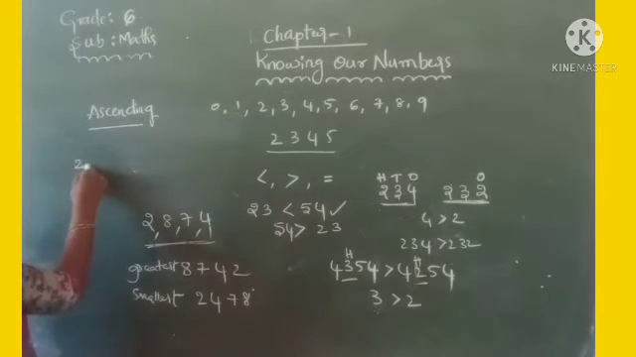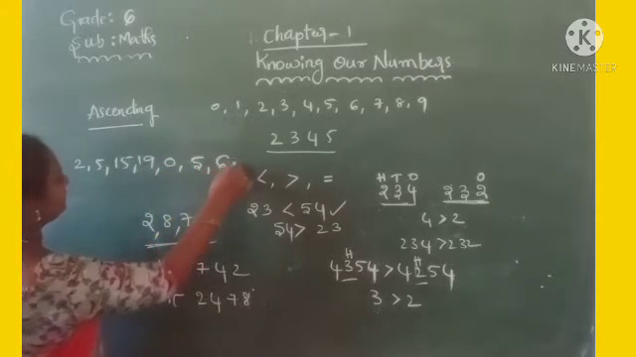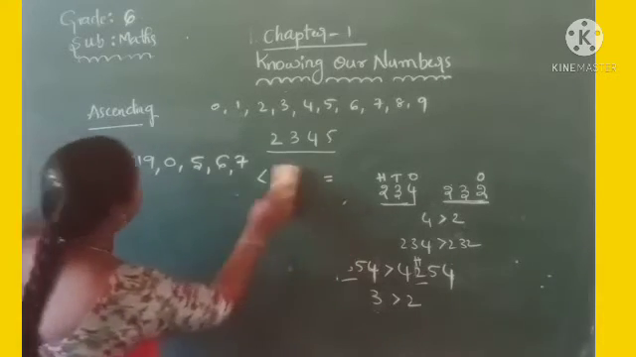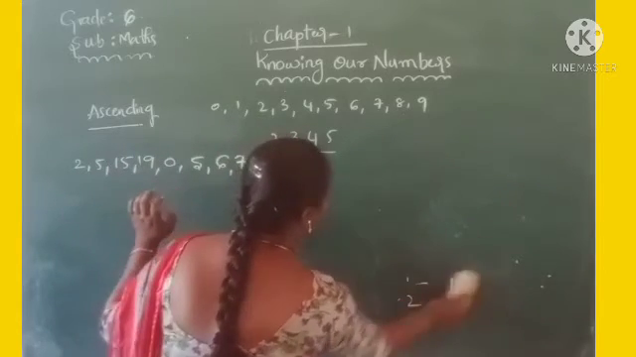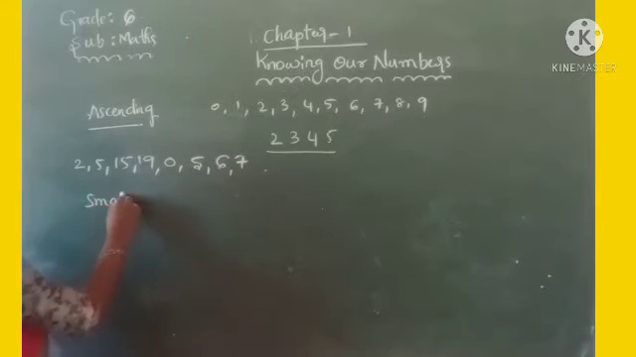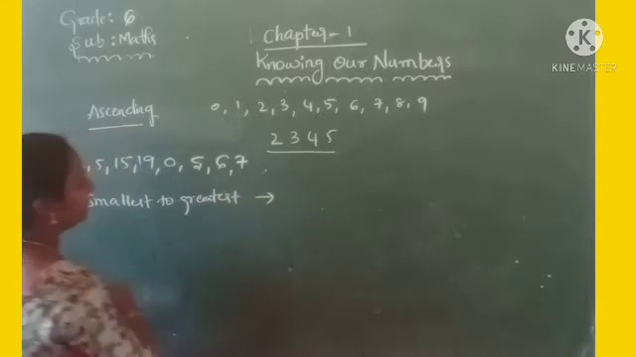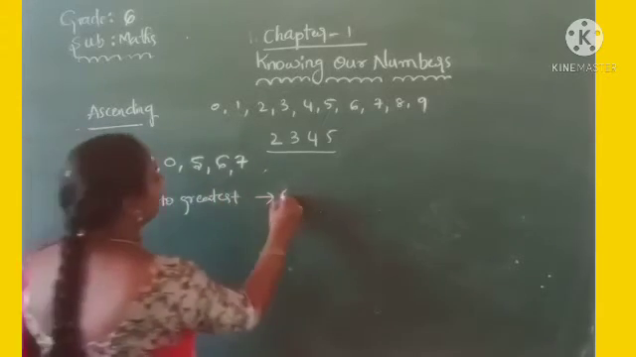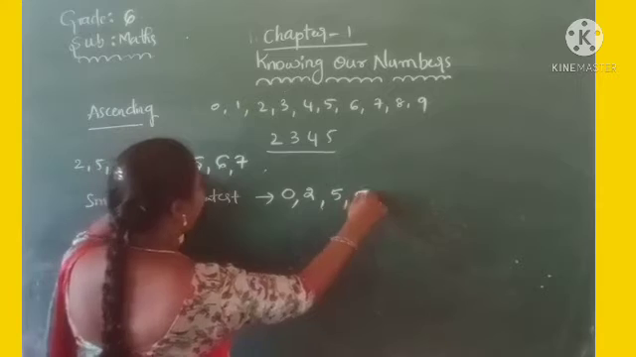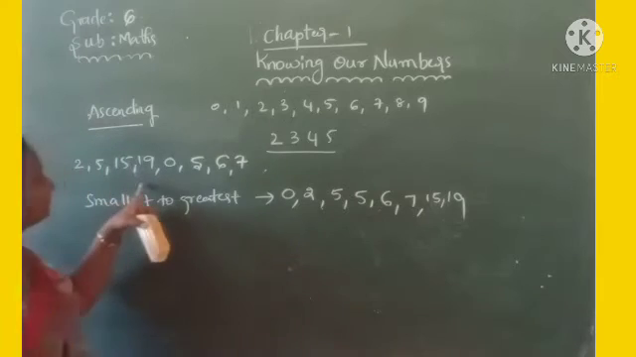Suppose 2, 5, 15, 19, 0, 5, 6, 7. Using these numbers, how to write them in ascending order? Ascending order means the condition is smallest to greatest. Smaller number, which is here 0. After that 2. Next 5, 6, 7, 15, 19.